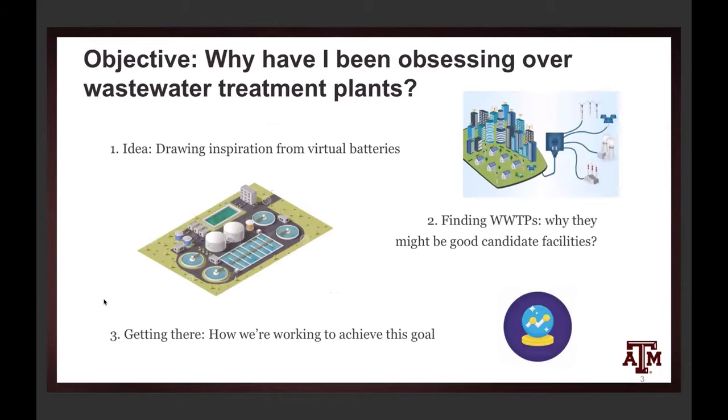So the objective of this presentation is to basically tell you guys about what I have been obsessing over, wastewater treatment plants, for the past 2 years. I'll tell you guys what the idea is behind my research and how we've been drawing inspiration from virtual batteries, how we got to finding out about wastewater treatment plants and why they might be good candidate facilities for this specific area of research, and how we're getting there and trying to achieve this goal.